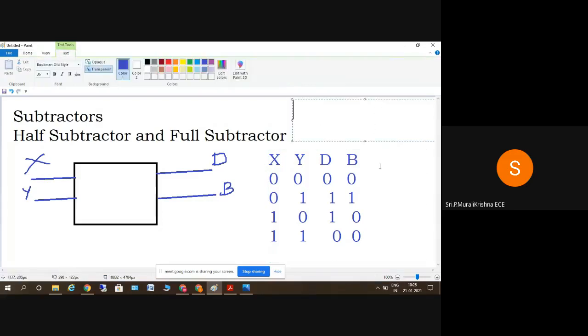So the equations are for D. So what is the equation for D here? So for D there are two equations. So this is the first.